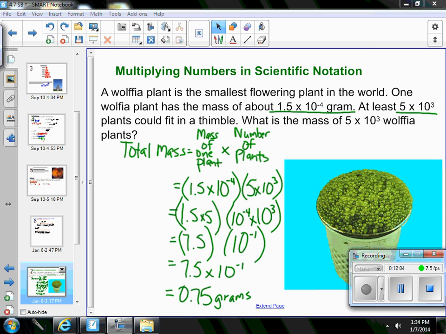So in order to find the total mass, we took the mass of one plant, multiplied it times the number of plants that were given in the example. And because of the commutative property of multiplication, we can pick any two to multiply. So we chose 1.5, multiplied it times 5, which is 7.5. Then we took our powers of 10, and multiplied them. And as you can remember, when you're multiplying powers of 10, you actually add them. So negative 4 plus 3 is negative 1. So now we have 7.5 times 10 to the negative 1. That in standard form is 75 hundredths grams.